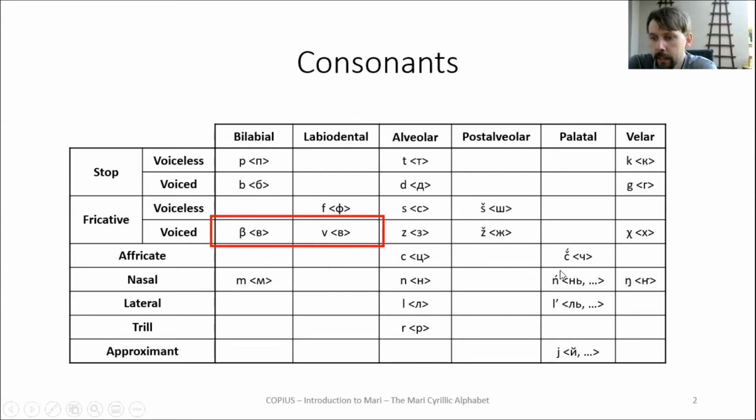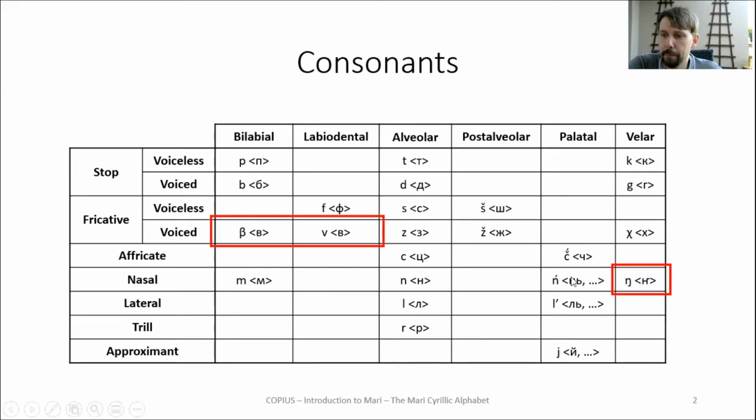On the other hand, the velar nasal, like in English finger, is an independent phoneme in Mari, and it has its own orthographic realization, as you see here. This is actually a ligature. It's just the Russian letters n and g stuck together. So that's just a new letter you have to learn, but yeah, nothing special going on there.